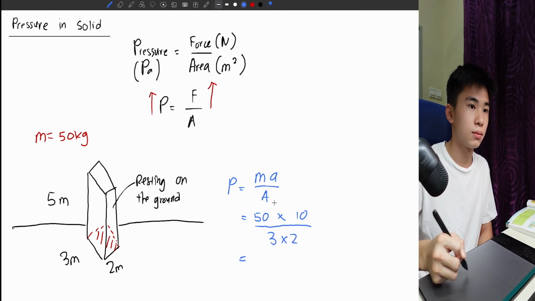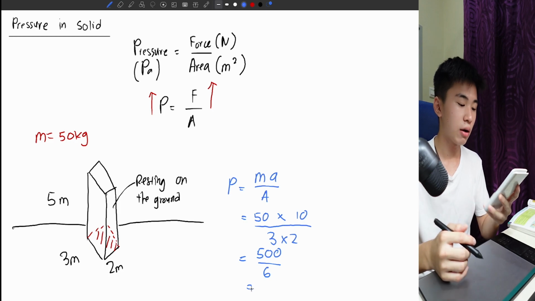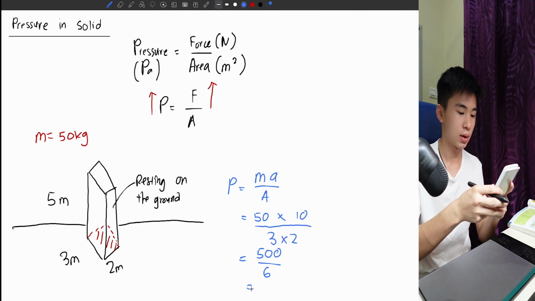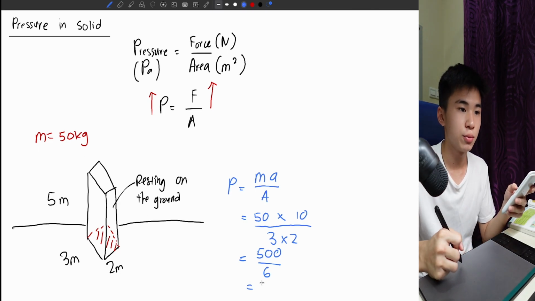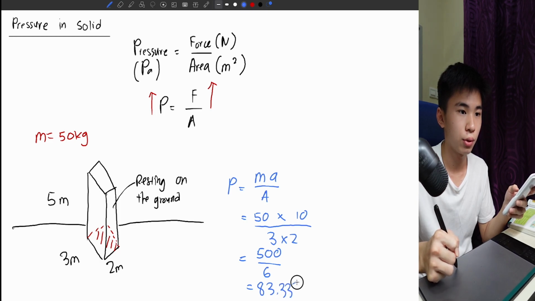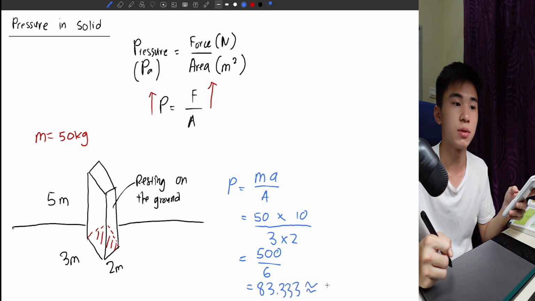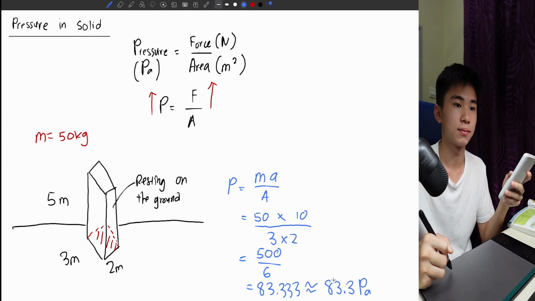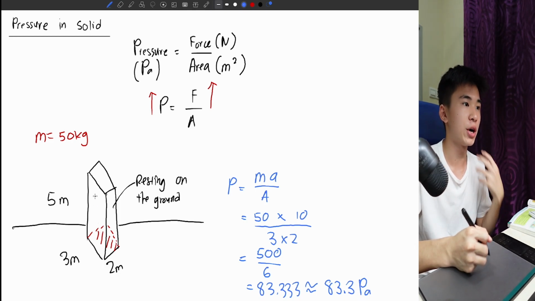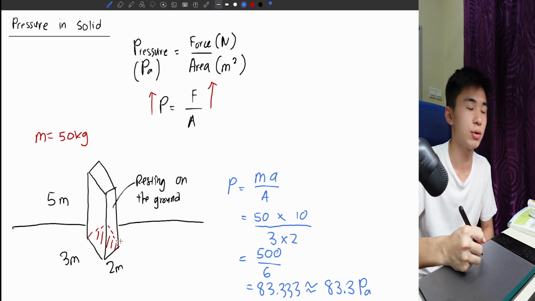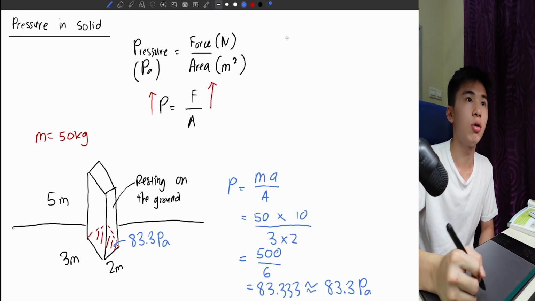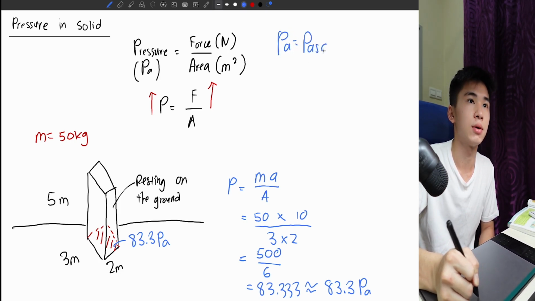So 500 over 6. Right now, I'm going to calculate with my calculator, 500 over 6. It is going to be 83.333. So I'm just going to round it off to one decimal place, which is 83.3 Pa. That means the total amount of pressure that this object is exerting on the ground is going to be 83.3 Pascal.